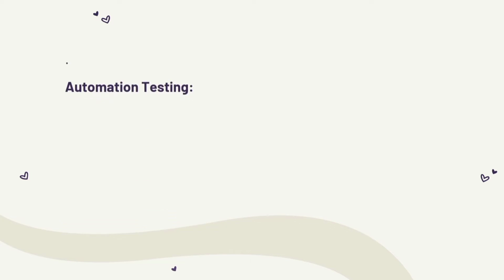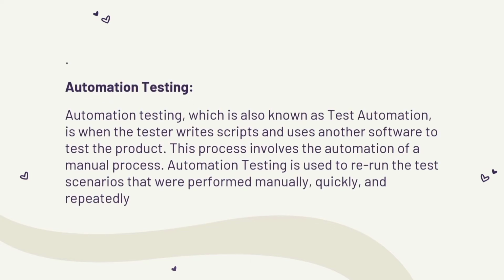Automation testing. Automation testing, which is also known as test automation, is when the tester writes scripts and uses another software to test the product. This process involves the automation of a manual process. Automation testing is used to rerun the test scenarios that we performed manually, quickly and repeatedly.